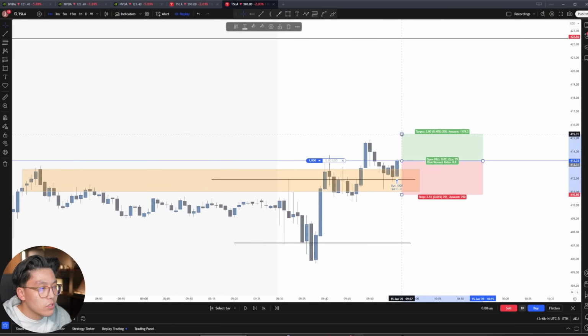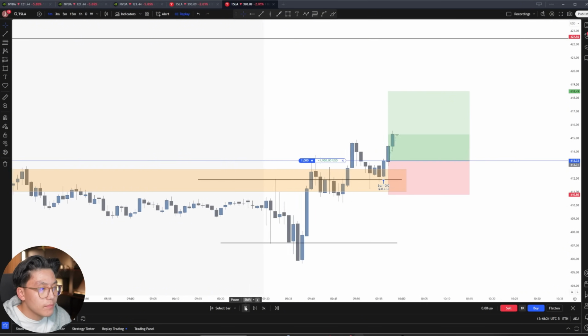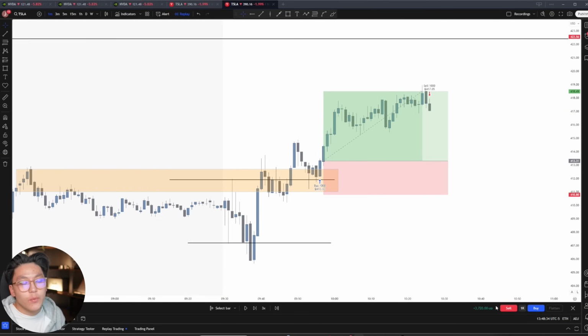And now what we can look to target is high of day or a 1 to 2 towards the upside. So we can look to target a 1 to 2. Now we can play out the tape. And you can see right there, Tesla ended up having a super nice reaction off its 5-minute opening range.